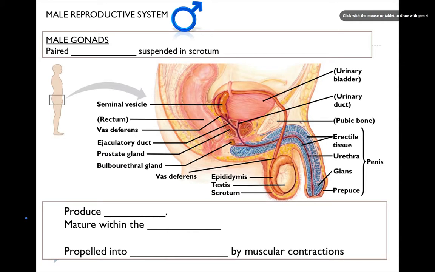All right, so the male reproductive system, our sex organs are called the gonads, and they are the paired testes, which are suspended in the scrotum. So that's what we have right here.